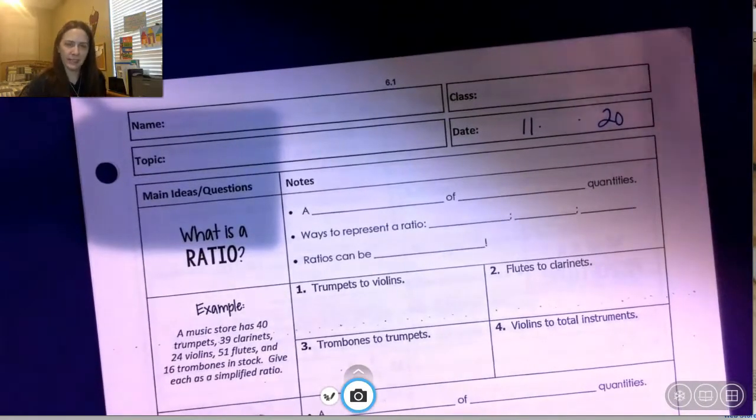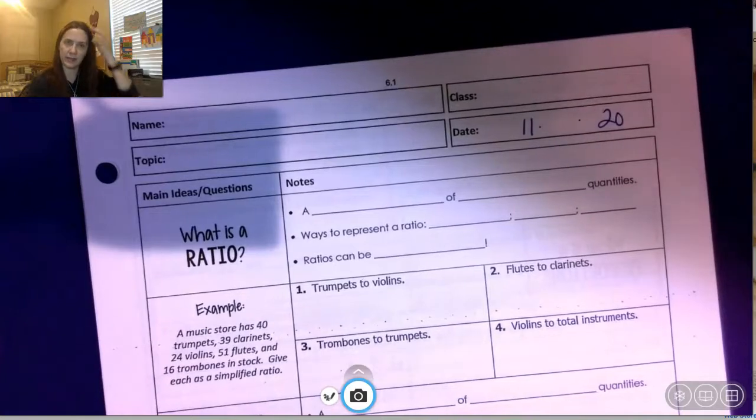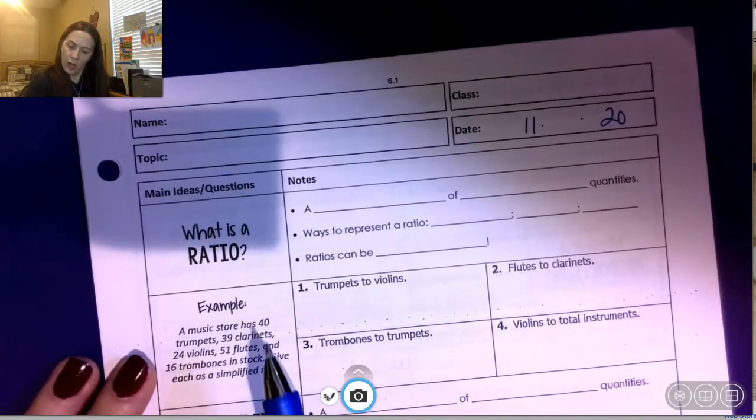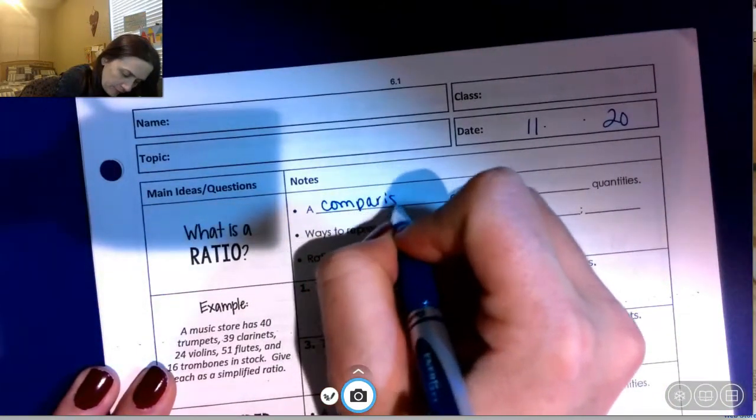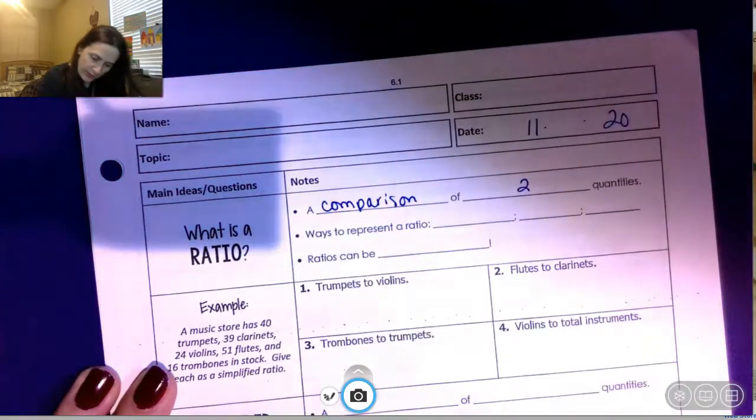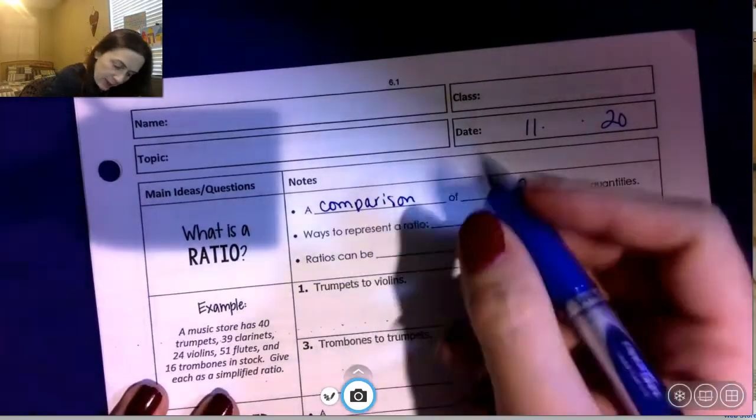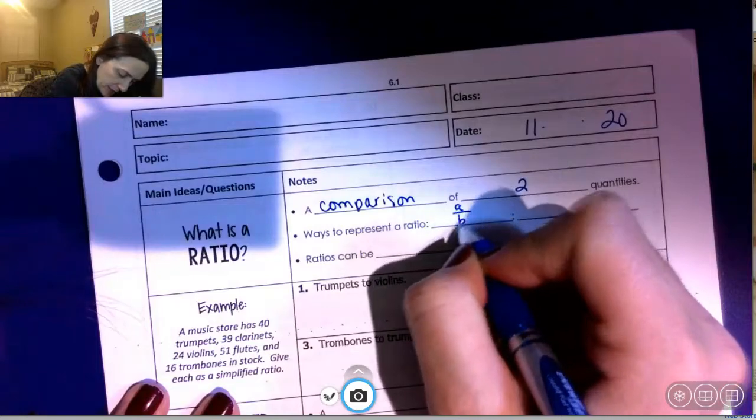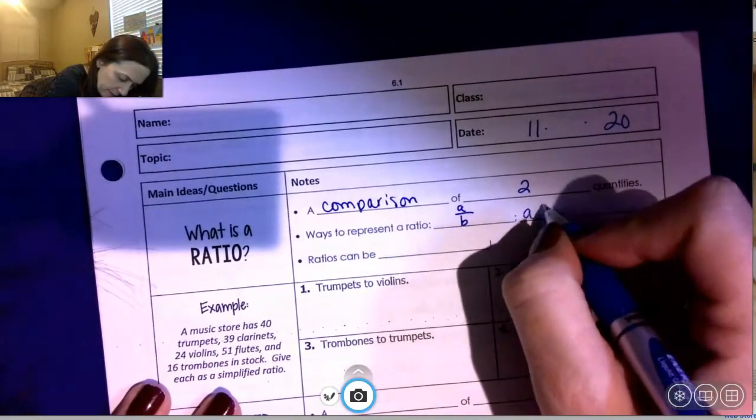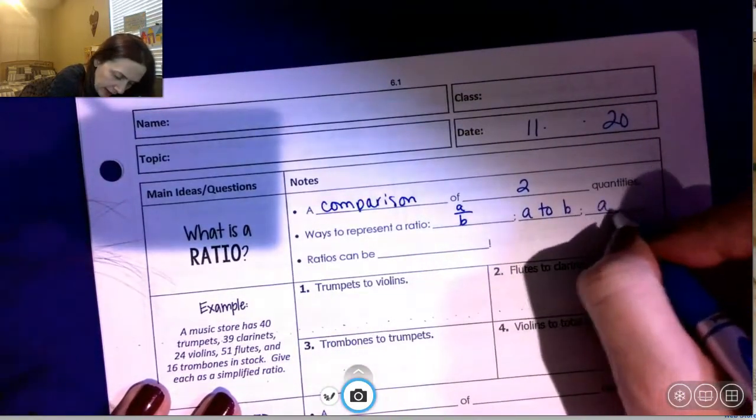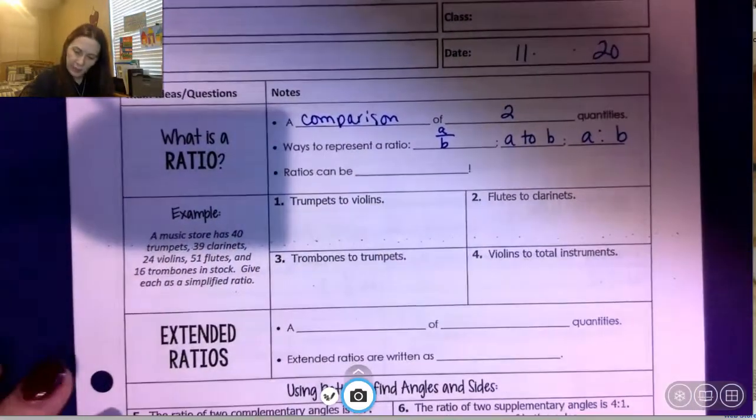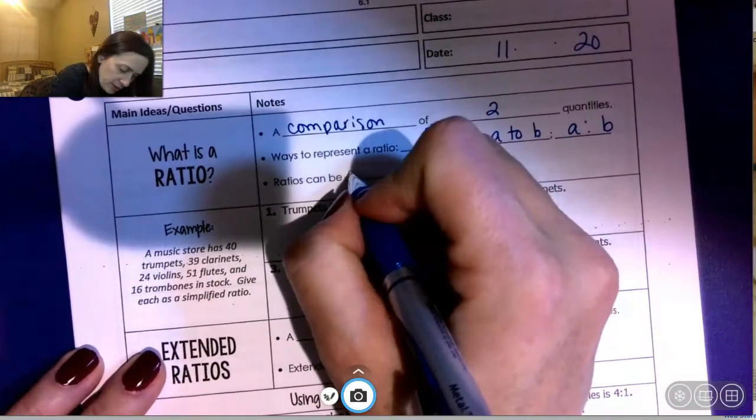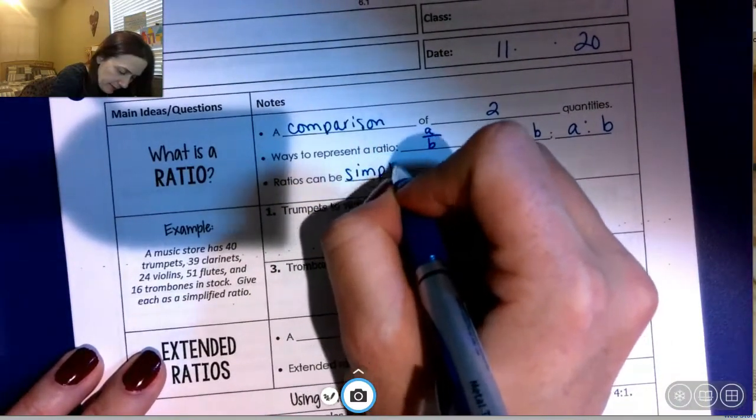Starting with ratio. So we're going on to a different section. Before we were doing a lot of triangles. This section is going to be a lot of ratios and setting up equations. A ratio is a comparison of two quantities. It can be represented as a fraction, like A over B. You could write it as A to B, or A colon B, which means A to B as well. There are different ways you could write a ratio, and ratios can be simplified. So make sure that if it can be simplified, you simplify it.